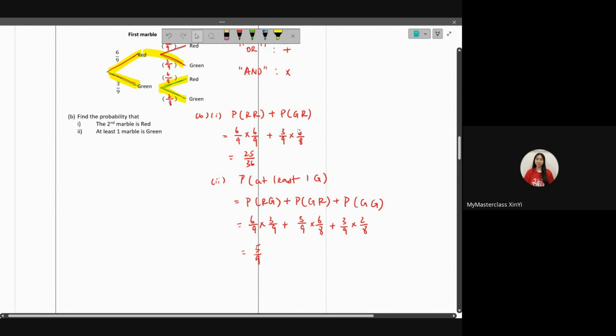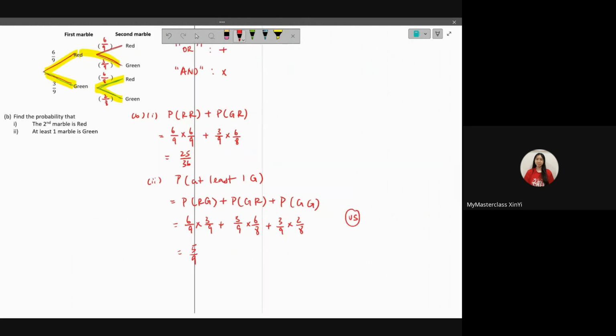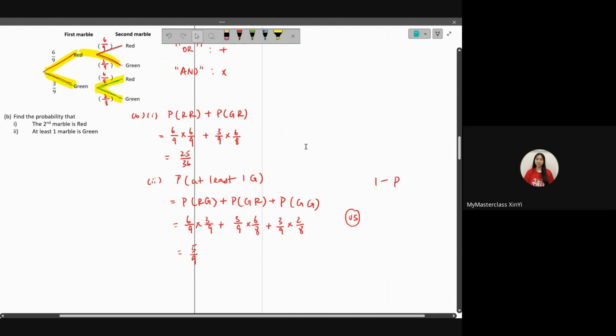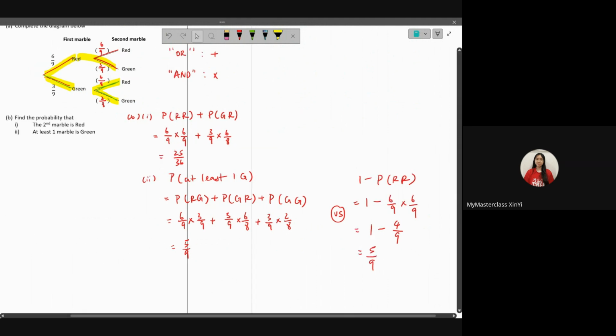Okay, versus there's another method. So the previous time we've talked about the complement, right? This probability of at least one green is the same as 1 minus the probability that none of them are green, meaning both are red. So the probability of both being red is 6/9 times 6/9. So this is 1 minus 4/9, which is 5/9. Okay, so you see you get the same answer.